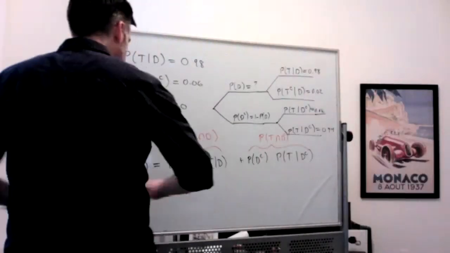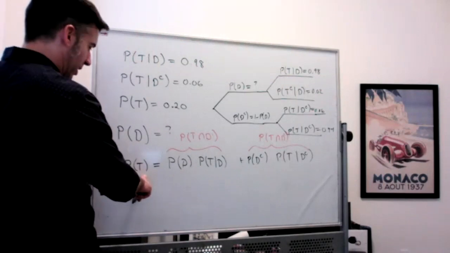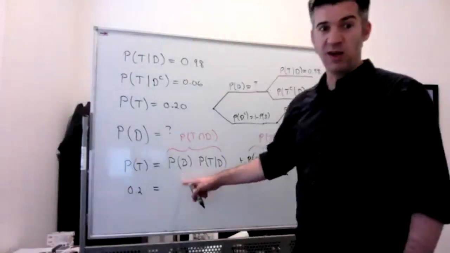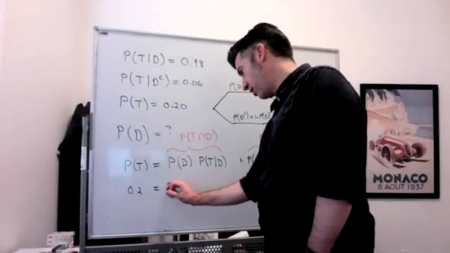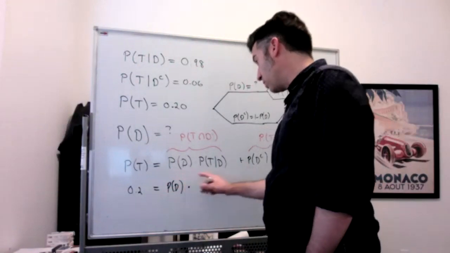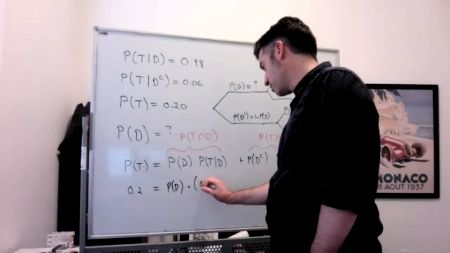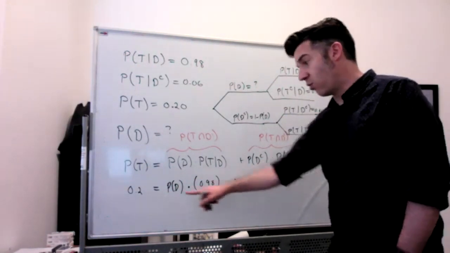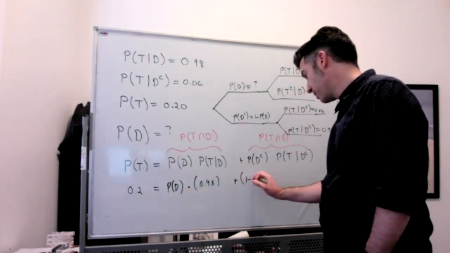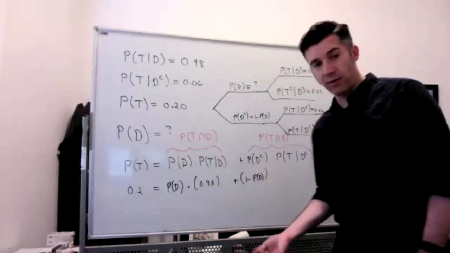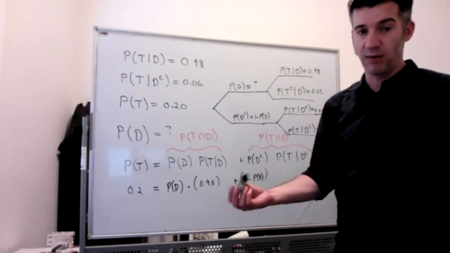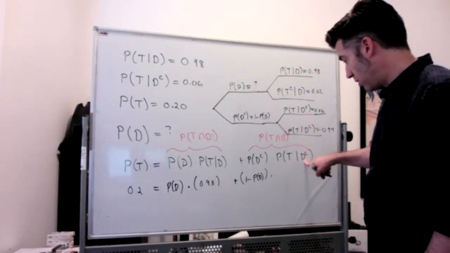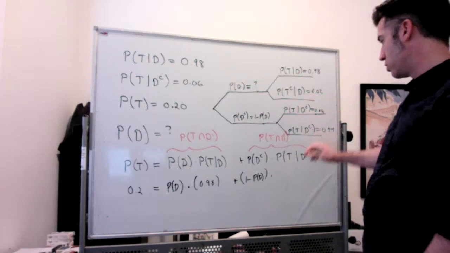Okay, but then we know that the probability of having a positive test is 0.2. We don't know this. We're going to find it. We could call it X if we wanted to, or we could just leave it as the probability of having the disease. We do know that this is 0.98. Now, we don't know what this is, but we do know that it's equal to 1 minus that. Right? The probability of the complement of something happening is 1 minus the probability of the original thing happening. And then finally, the probability of a positive test given that we don't have the disease is 0.06.